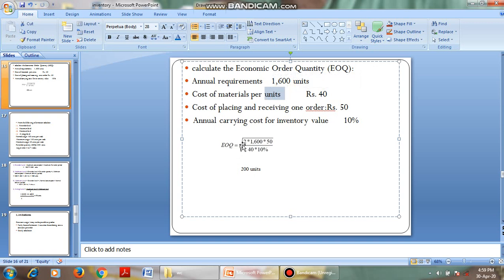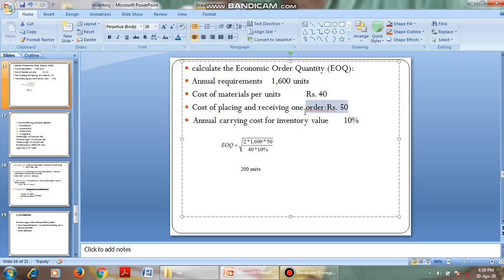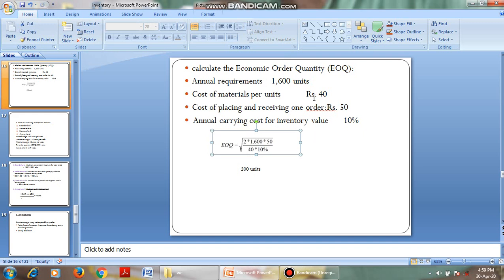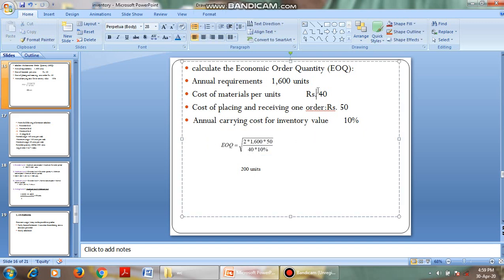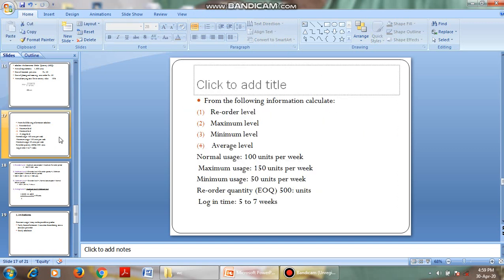That is, square root of 2AB by C, right? A refers to 16,000, B refers to the ordering cost, 50, divided by C, which is 10% of 40, so 40 into 10%. So the EOQ is 200 units. Okay, right, next. We go for another problem.